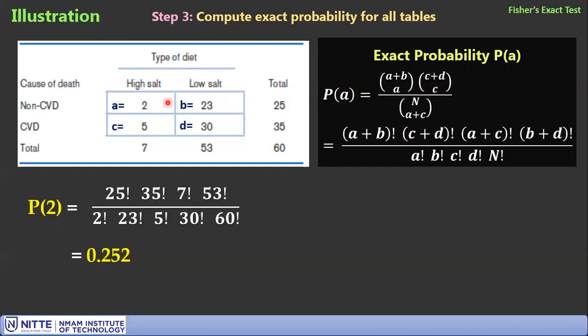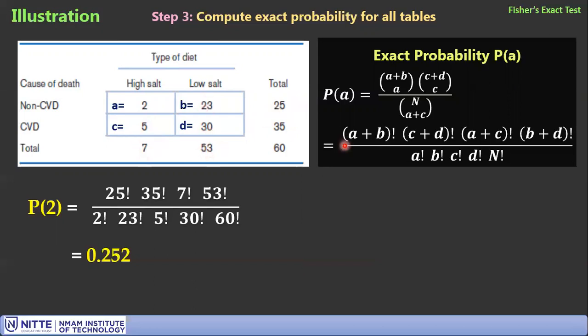How many combinations of A can you choose out of the rows? How many combinations of C can you choose out of the rows? So C plus D, and A plus C, the event that occurs here, the vertical first column, out of N. Simplifying this, it ends up as a ratio of factorials. If you look at the numerator, observe it carefully: A plus B, C plus D, A plus C, B plus D. What are they? A plus B is 25, C plus D is 35, A plus C is 7, B plus D is 53.